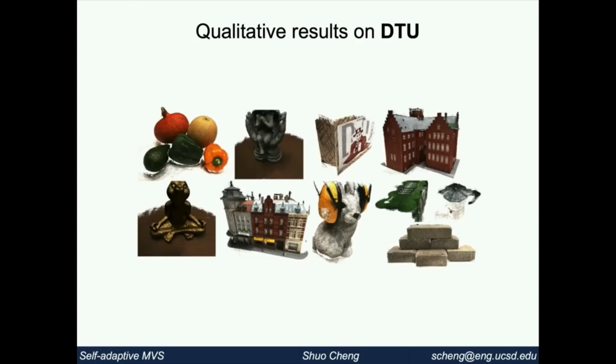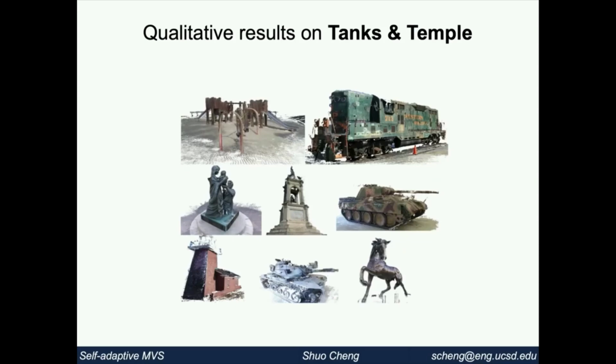Here we show the qualitative results on the DTU dataset. We can see that our full model will predict the 3D point cloud with more geometry details. And here we show the qualitative results on the Tanks and Temples dataset.